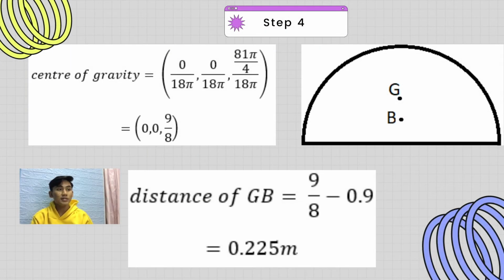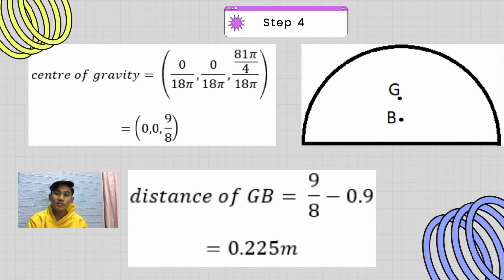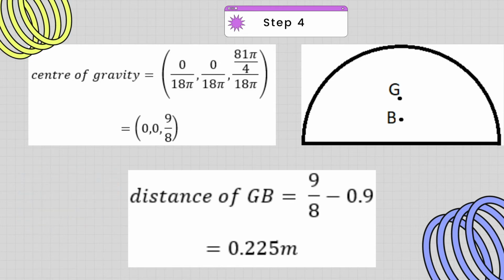And then, to find the center of gravity of the hemisphere, we divide each moment about the planes yz, xz, xy by its mass, which we already got as 18 pi, and we get the center of gravity is 0, 0, 9 over 8. And then, to find the distance from the center of buoyancy to the center of gravity, we just subtract 0.9 from 9 over 8, and we get 0.225 meter.